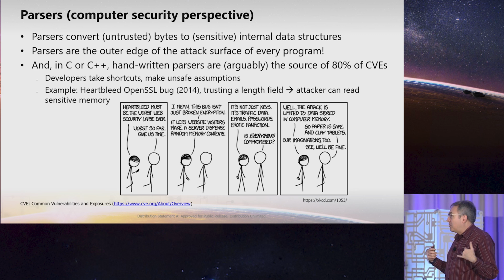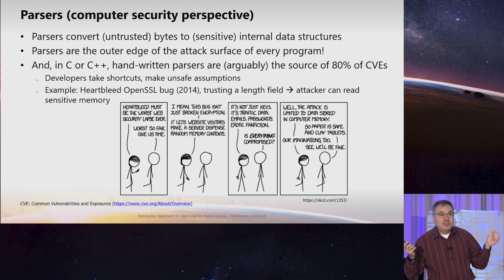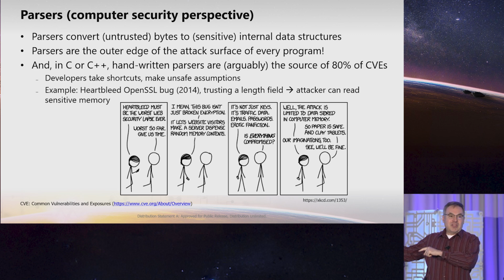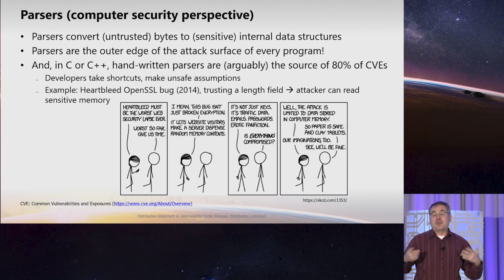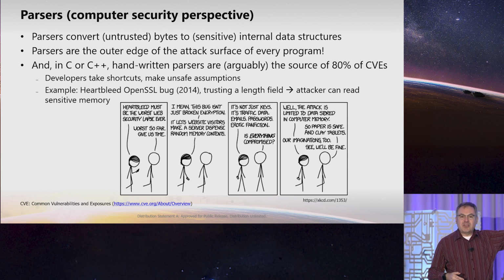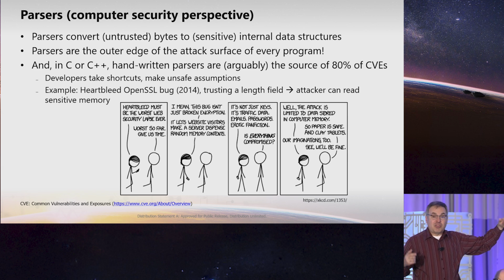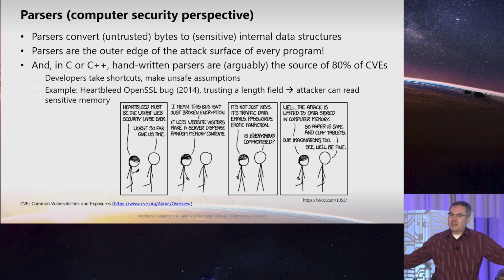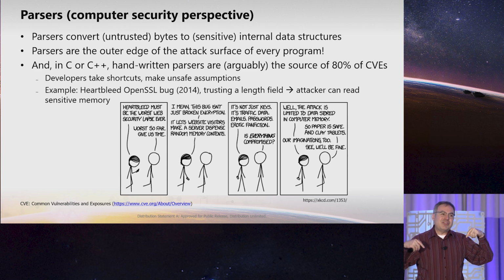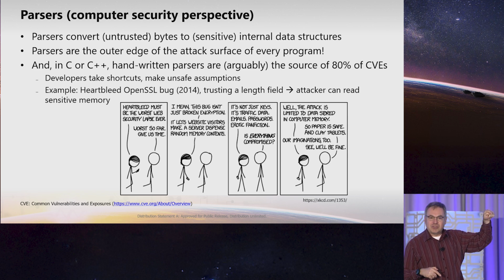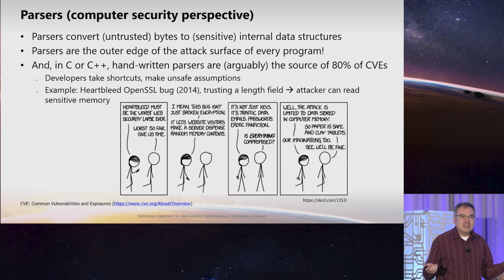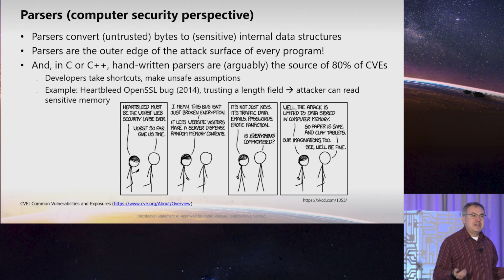From a computer security perspective, what a parser does is it has bytes that come in, perhaps from a network, perhaps from a radio, and what comes out is some potentially sensitive internal data structure. What that means is the parser is the attack surface. The parser is the thing that your adversary looks to first, because that's the first software that touches your data. So you'd better get it right.